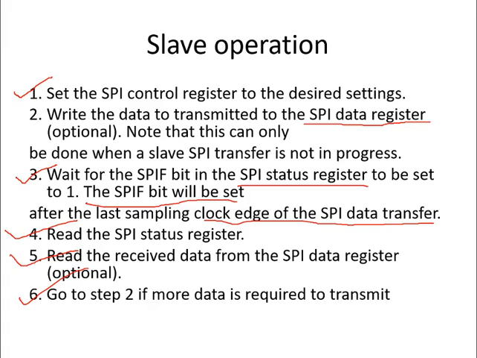Okay, so this is a four-wire protocol, and it works in master and slave mode. One master is present, with one slave or more than one slave. For every slave, you have one slave select signal present. Okay, so this is all about the SPI protocol, and we will stop here.